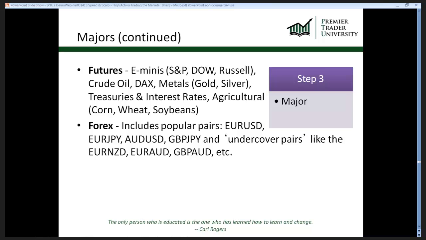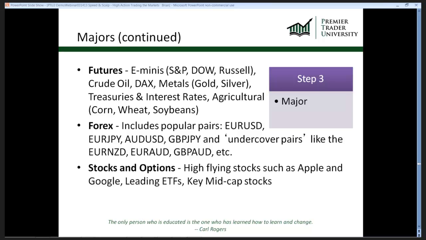So again, just to recap, we have futures, forex, and stock and options when it comes to the major selection. And here's some of the markets that we cover in each of those. In futures, you've got the Dow, the Russell, crude, the DAX. The metals, you've got gold and silver. I talked about my silver trading this morning. You've got treasury, ags. My favorite right now is wheat in the ags, but you've got soybeans. I had a member email me just yesterday talking about corn and how that was working for him really well. So you've got corn as an option.